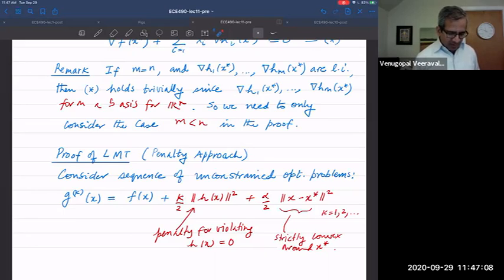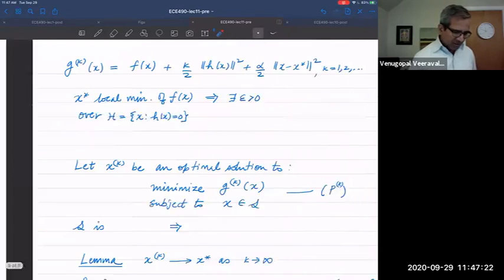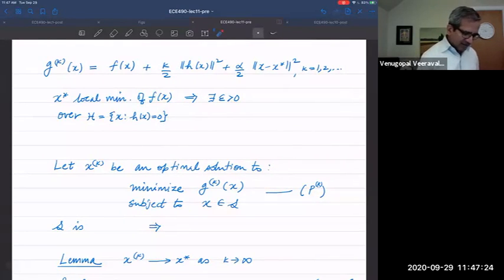So I just put a superscript on the function to index the sequence of optimization problems. That's all. So we will have multiple functions G. Basically we have a sequence of functions, k equal to 1, k equal to 2, and we'll see how we use these functions in just a minute.